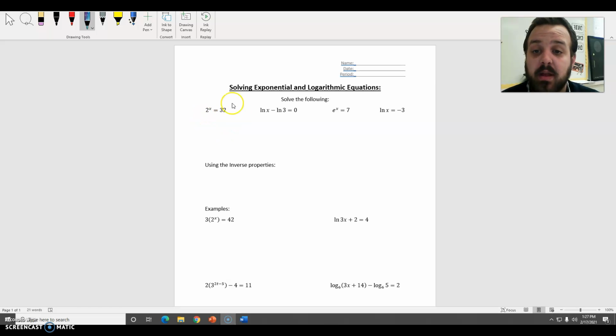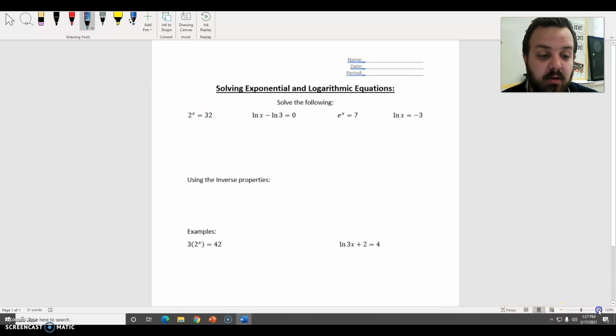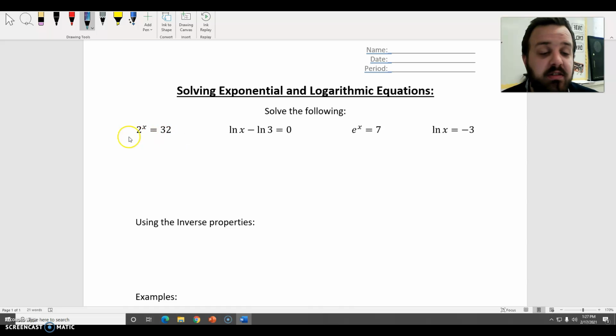Like this first one here, we have 2 to the x. Let me zoom in a little bit. We have 2 to the x equals 32. We've solved this in the past by just saying, hey, 2 to what power gives me 32? And recognizing that x would have to equal 5. That's what would give me 32. So we can solve that one just by using some deduction and some logic.